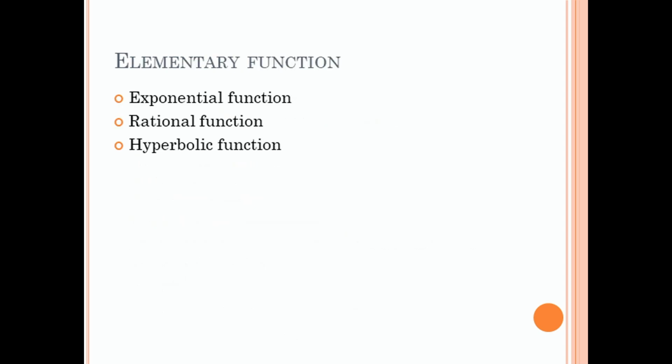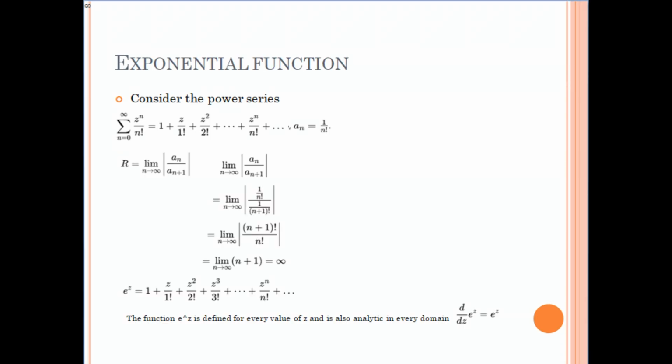Now we are going to see some elementary functions in the power series: exponential function, rational function, and hyperbolic function. First, what is the exponential function? Consider the power series summation n equal to 0 to infinity z^n divided by n factorial. By putting n equal to 0, we get 1, plus for n equal to 1, z divided by 1 factorial, and so on. The nth term of the series, that is, the coefficient of z^n, is a_n. Therefore, in this series a_n equals 1 divided by n factorial, and a_(n+1) equals 1 divided by (n+1) factorial.